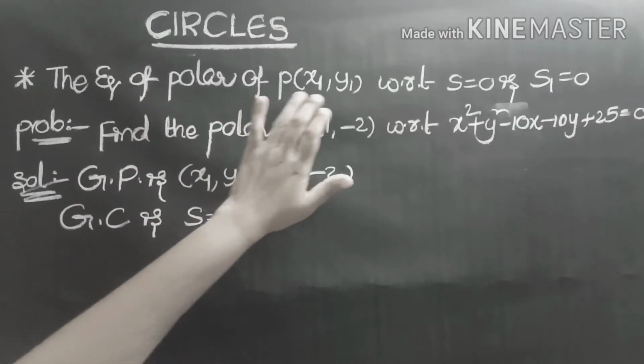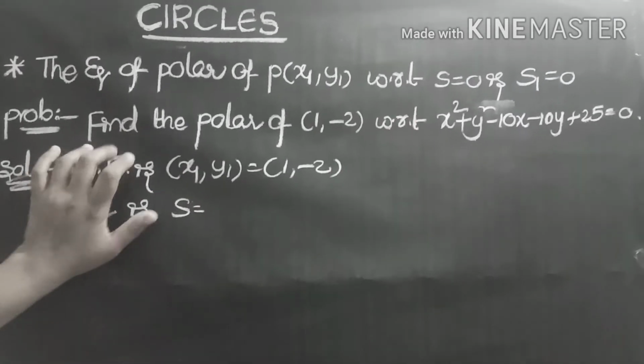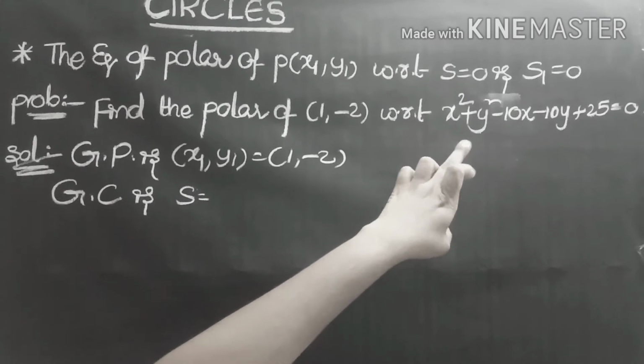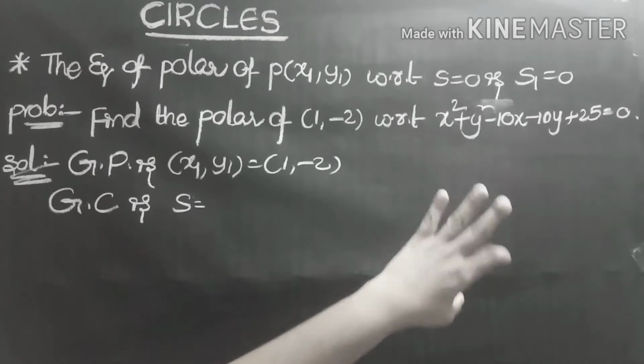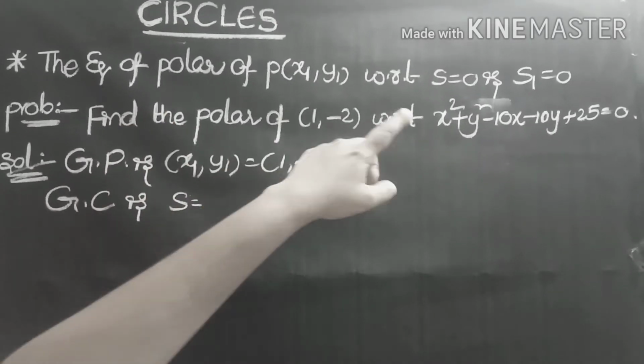Equation of polar of P with respect to S equal to 0 is S1 equal to 0. So this is the formula. And next problem, find the polar of (1, -2) with respect to the circle x square plus y square minus 10x minus 10y plus 25 is equal to 0. So find the polar equation. So polar equation means the formula is S1 equal to 0.